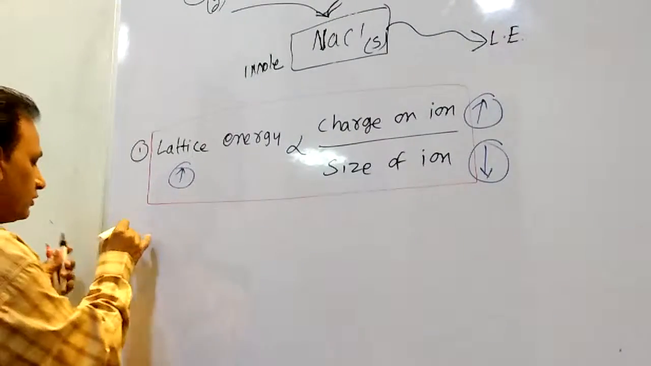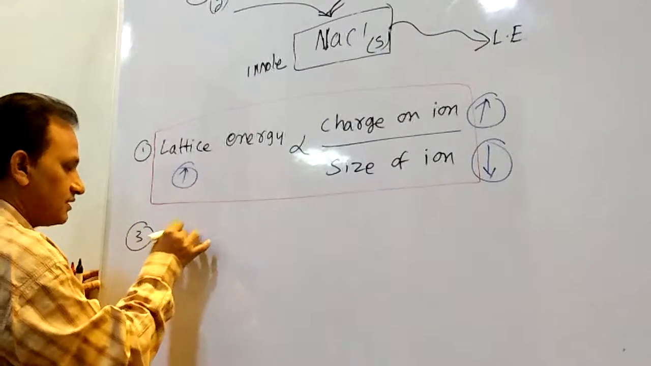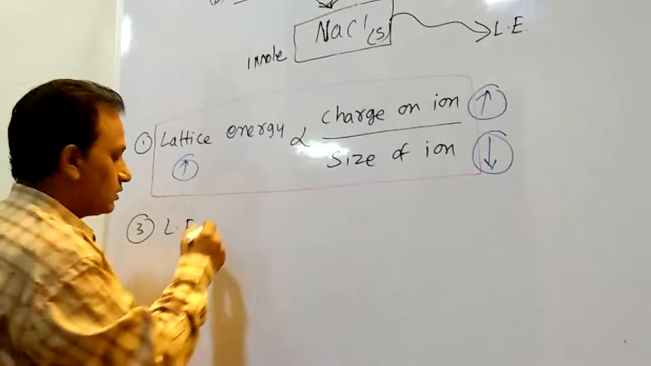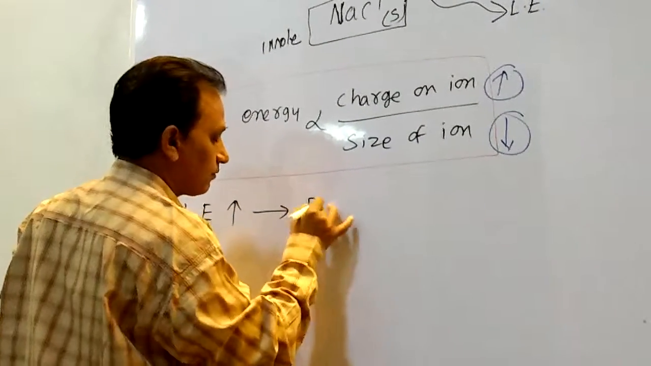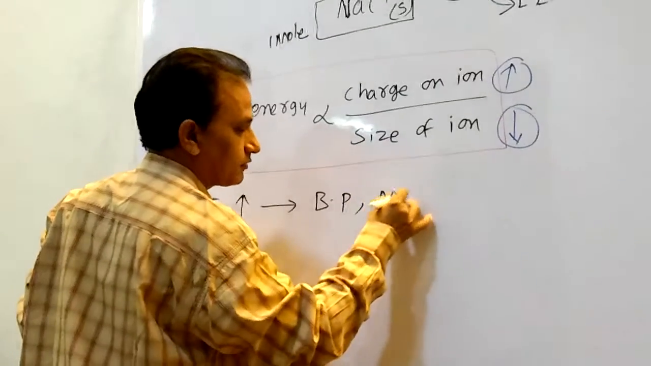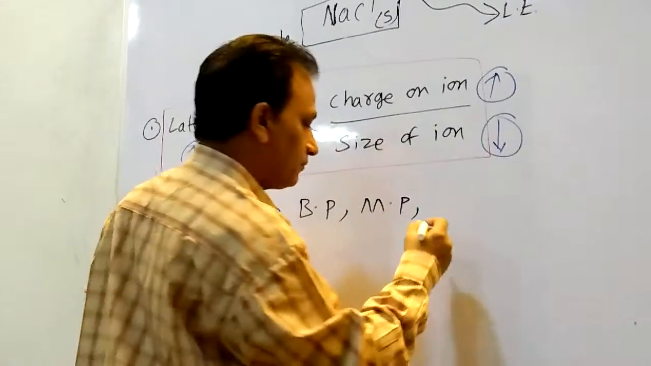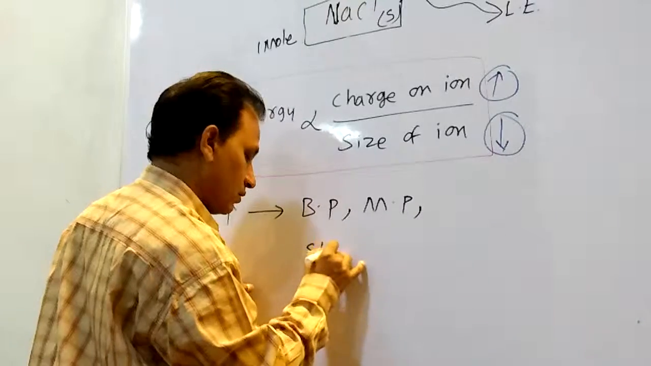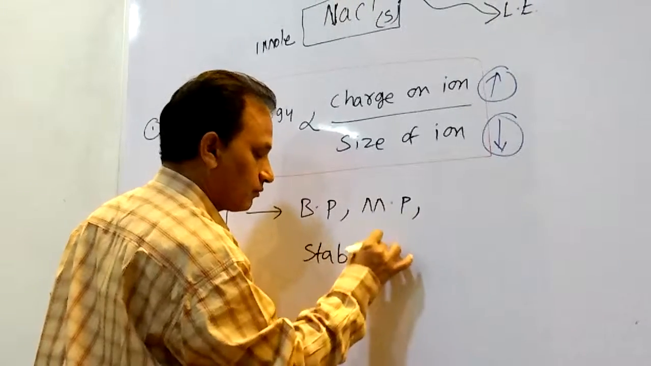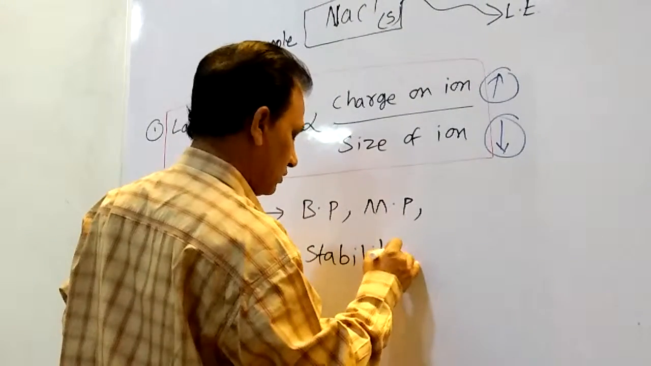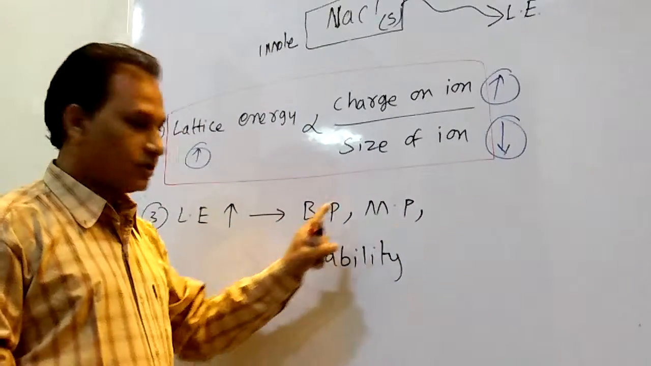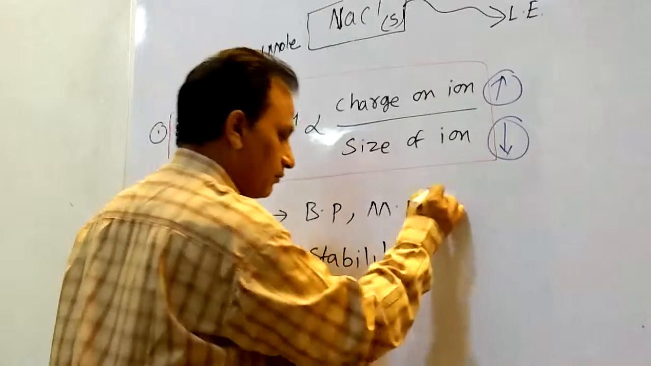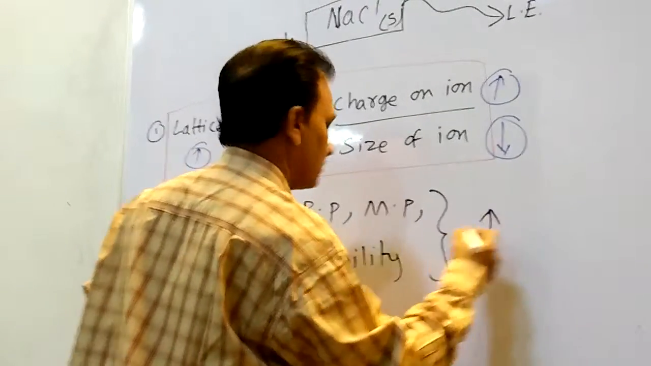And coming to the third point: lattice energy increase, boiling point, melting point, stability, thermal stability. Lattice energy increases, boiling point, melting point, thermal stability increase.